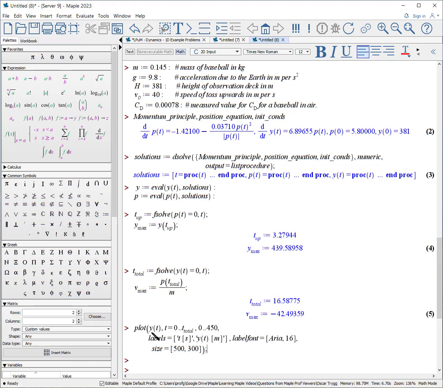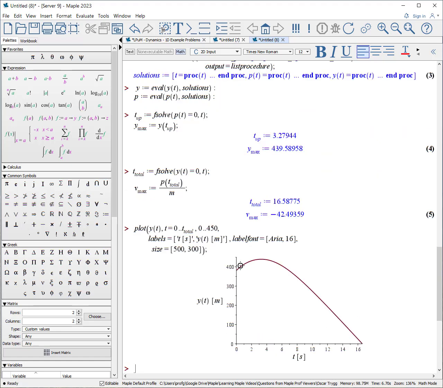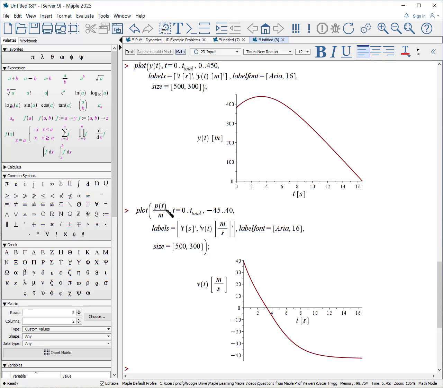Now we can plot the position as a function of time from 0 to when it hits the ground, and it looks something like this. And we can plot the momentum divided by mass, i.e. the velocity, as a function of time, from again when we throw the ball up in the air, to when it reaches the top of its height, to when it's just about to hit the ground.